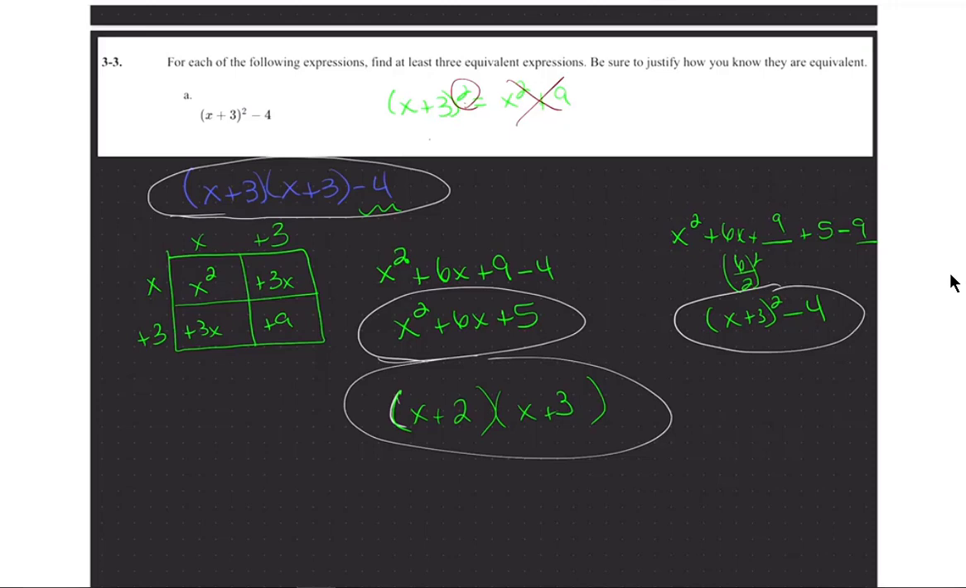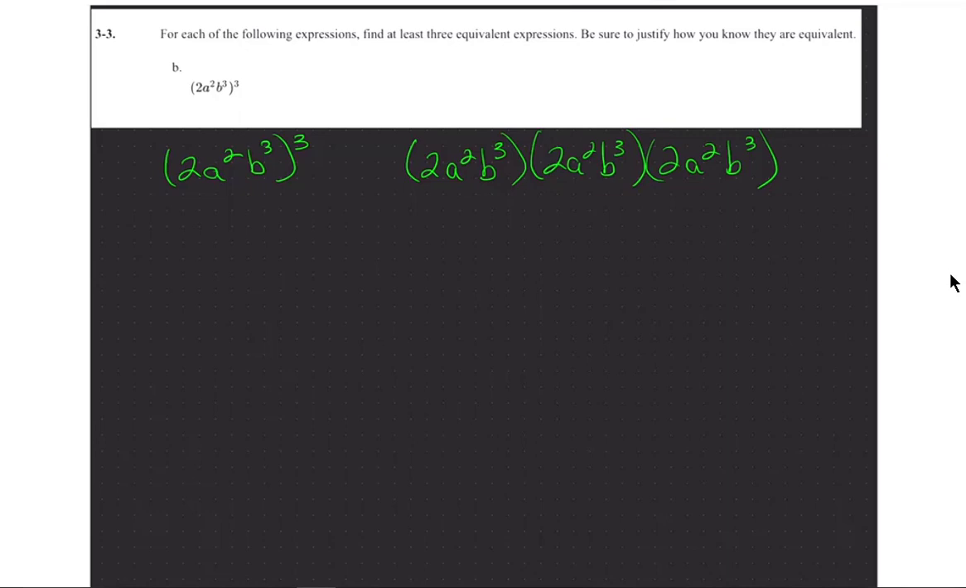So there's another representation for our equivalent expression, right? They just kind of gave you a couple different problems. Like on this one, for b, we have to use our power property. So if we have 2a squared b to the third, right? A couple different ways you can think of this. This is to the third, so this is multiplying everything. You're multiplying it by itself 3 times, right? So this is technically 2a squared b to the third times 2a squared b to the third times 2a squared b to the third, right?